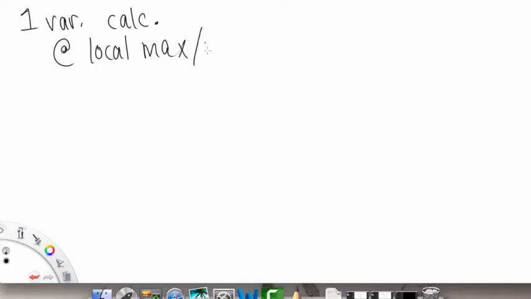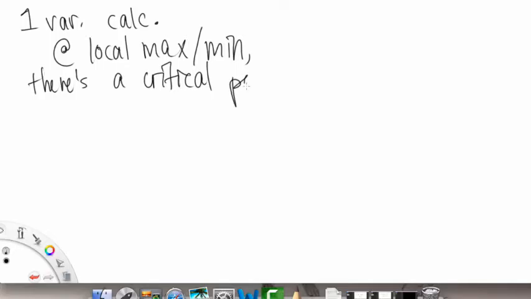Now, what are we supposed to do with all of this information? What we're going to do is throw back to single variable calculus. In one variable calculus, at a local maximum or minimum, there is a critical point. Here's a critical point.